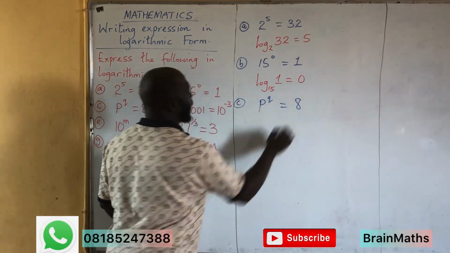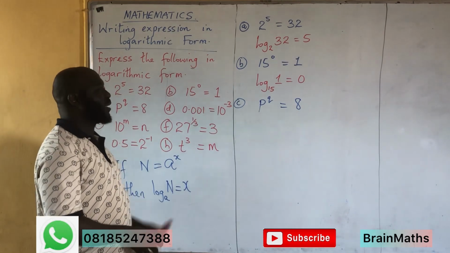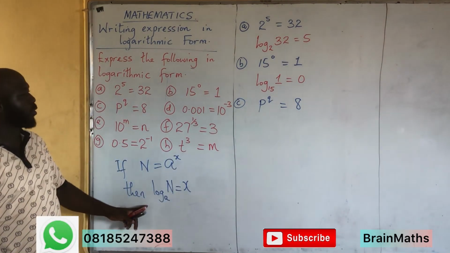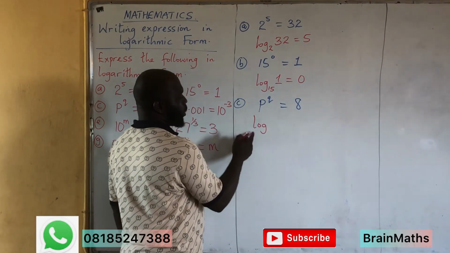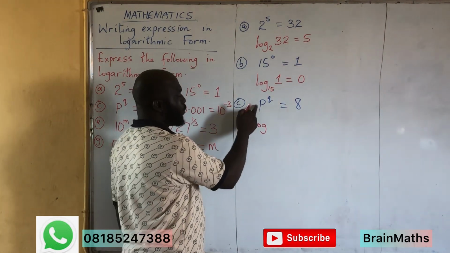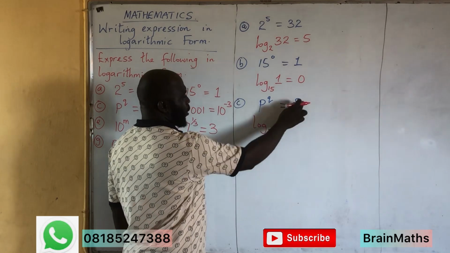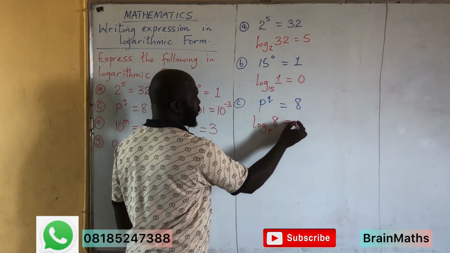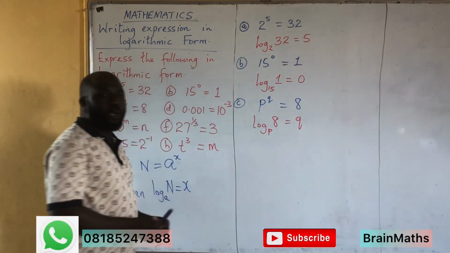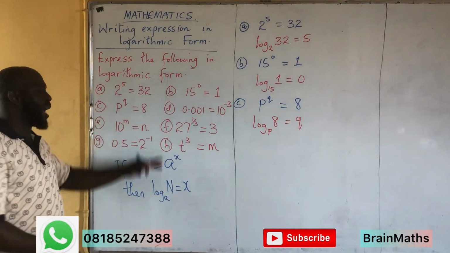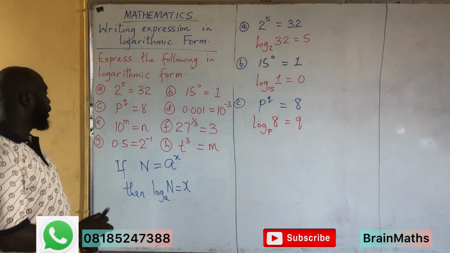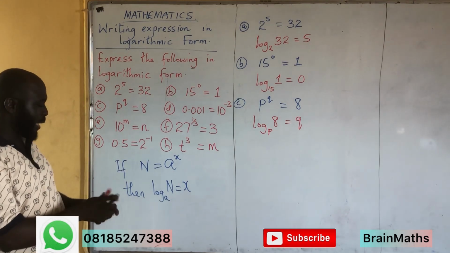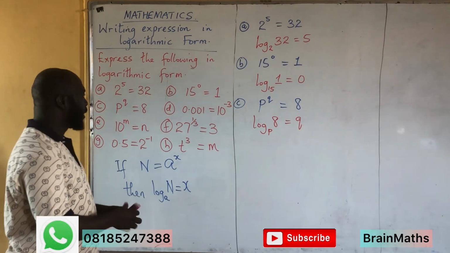The third question says p raised to power q equals 8. Still following the existing rule, if you want to write this in logarithm form, it becomes logarithm to the base of p of 8 equals q. So if you follow this rule and apply it to all these set questions on the board, I am very sure you are going to arrive at your expected answers.